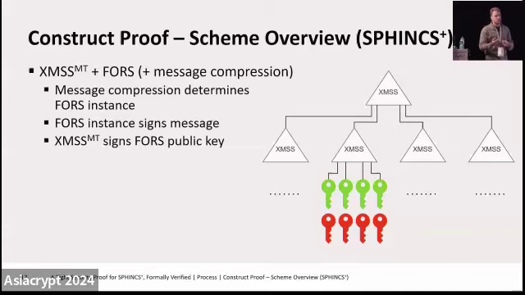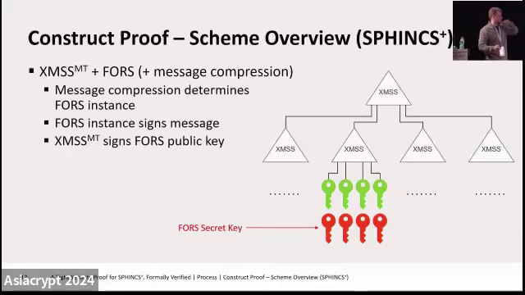Okay, and then the signing procedure essentially proceeds as follows. It takes an arbitrary message, it compresses this, which gives a compressed message as well as an index. This index points to one of the FORS instances on the bottom layer of the hypertree. This instance is then used to sign the compressed message, and then finally the XMSS MT is used to sign the public key of the FORS instance that we use to sign the message.